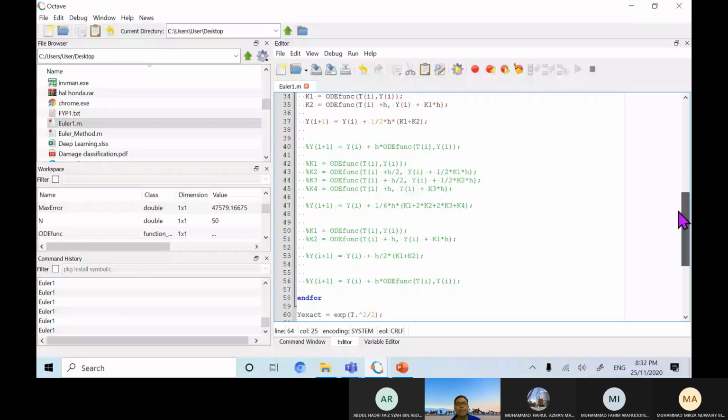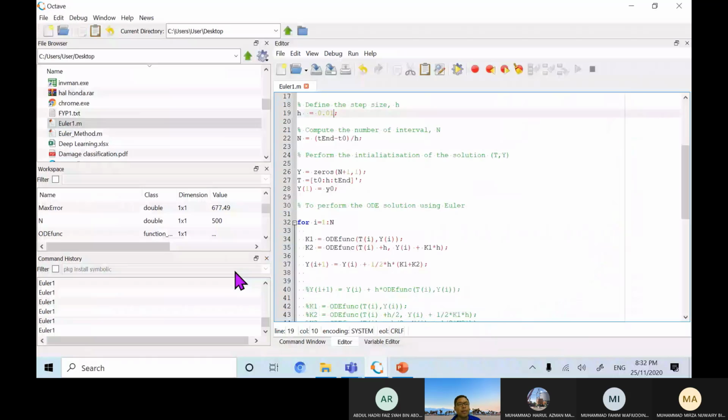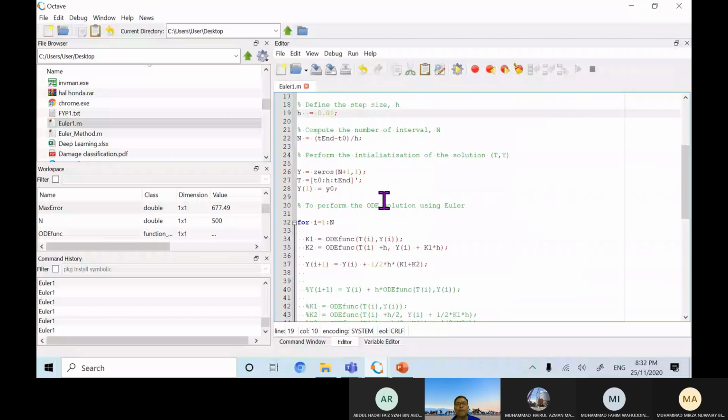So I make it smaller. You can see it's now closer to the exact, meaning the estimated solution is almost matching the exact. And see what is the max error. The max error is now much less, 607, but I'm still not satisfied, because this should be almost equal to 0. So we try to put in more effort. Maybe I will reduce this h. Run it again.